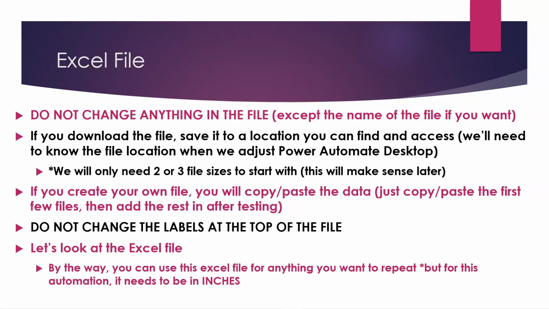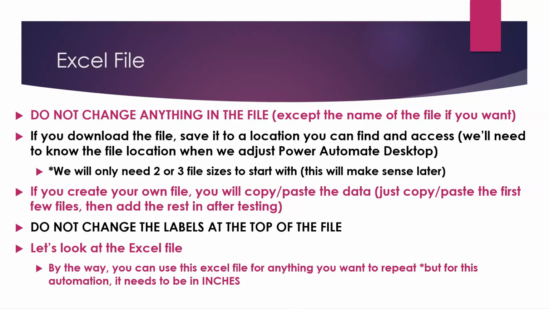We only need 2 or 3 file sizes to start with. So if you download the file from me, you'll just need to copy the information, store it somewhere else, and then put it back in there. Or you can just download it and then delete everything but the first couple of ones and then copy it from the Google Sheets instead and paste it back in there, right? And this will make a little bit more sense in just a minute.